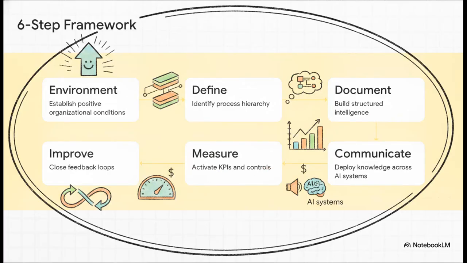Just to prove this is a rigorous operational reality and not just theory, IPE utilizes a solid 6-step framework. First, you establish a positive environment. Then, you define the process hierarchy and build out that structured intelligence. Once it's actually documented, you communicate it directly to your AI systems. And finally, you measure everything via KPIs and close the loop with continuous improvement. Every single step in this framework directly manages and optimizes those P&L variables we discussed earlier. It is a completely closed-loop system designed for financial safety.